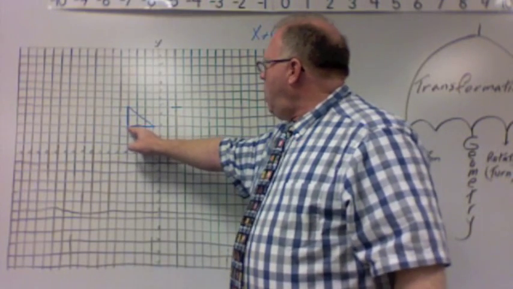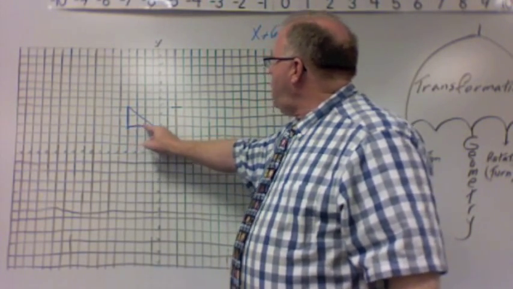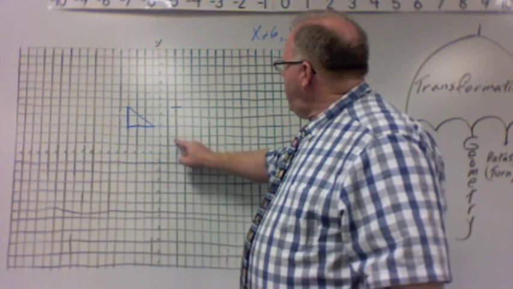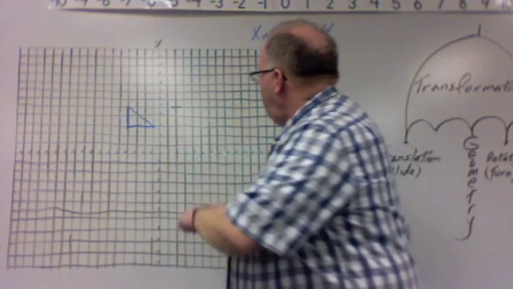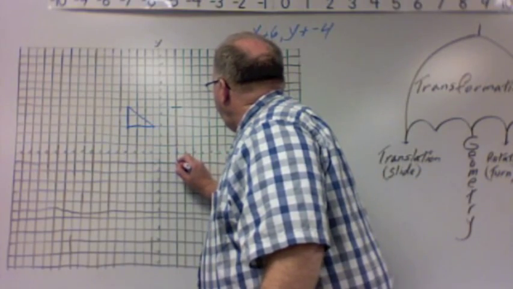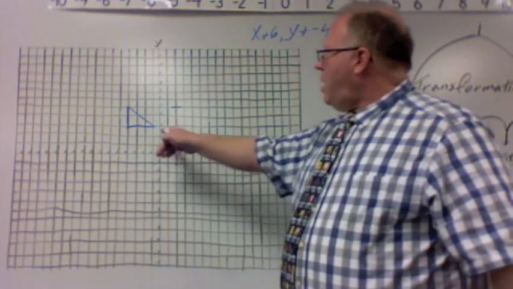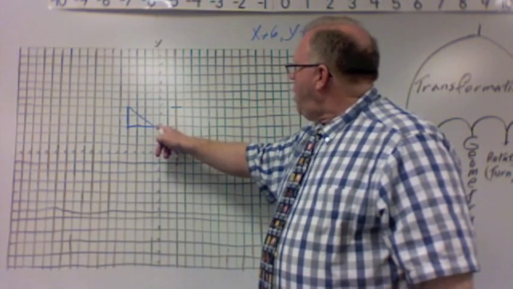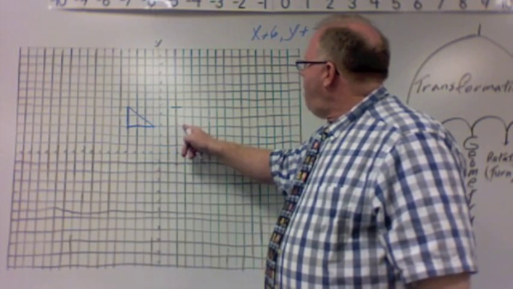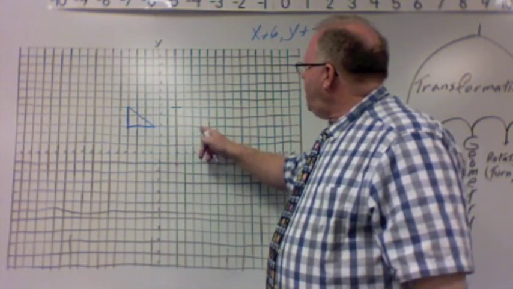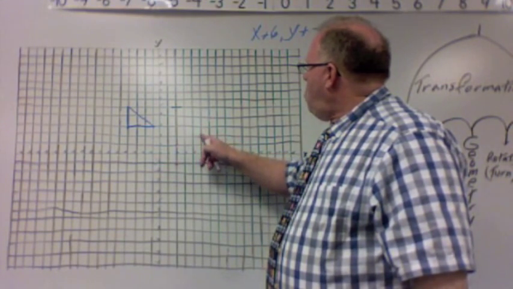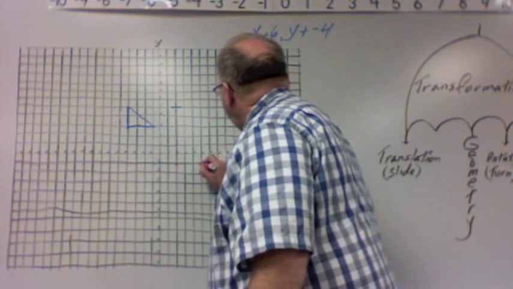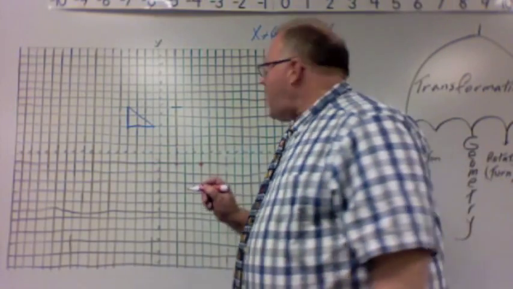Now we're going to do the same thing here. We're going to go 6 units over and 4 down. So 1, 2, 3, 4, 5, 6, and then 4 down. 1, 2, 3, 4. So now we have it right here. Okay, again, we're going to go right back up here, and we're going to go 6 units over and 4 down. 1, 2, 3, 4, 5, 6. Now our 4 down. 1, 2, 3, 4. Okay. Now let's connect those dots.